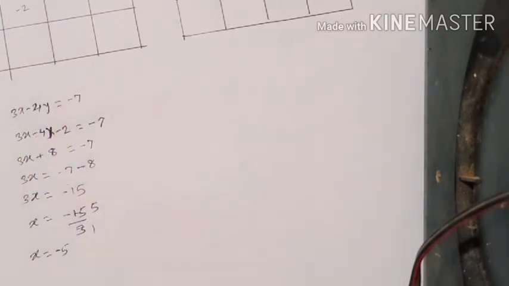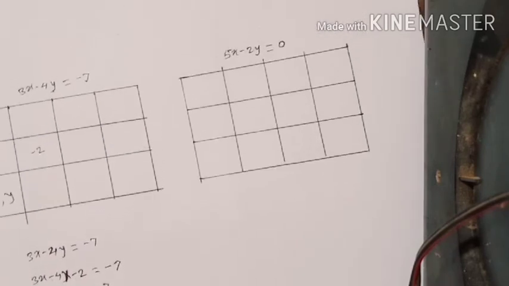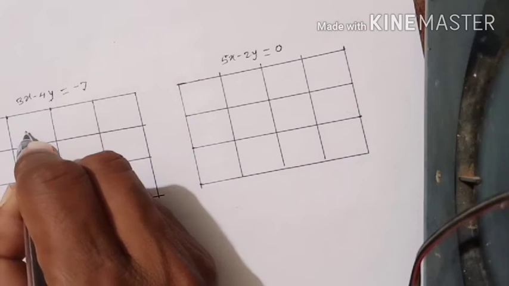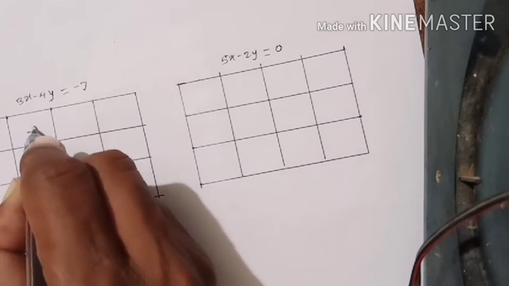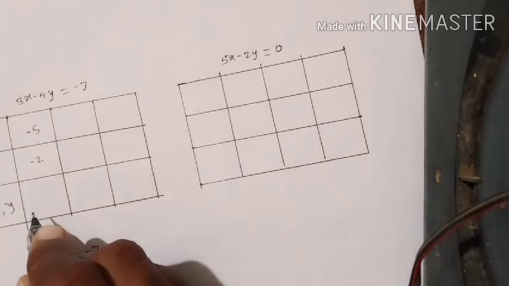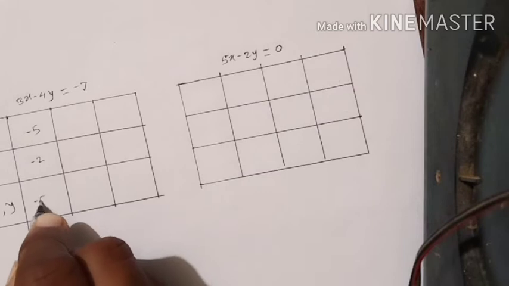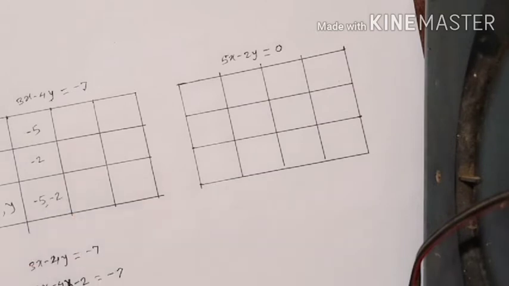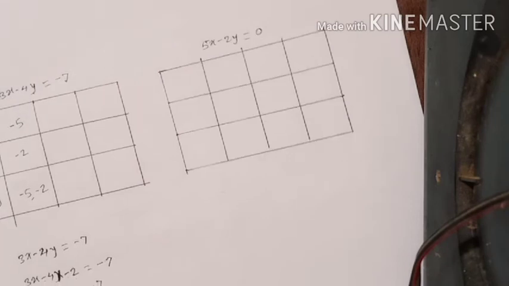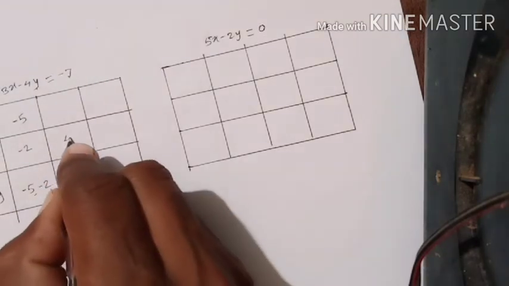And when we put the value of y as -2, we will get the value of x as -5, and we will put this value of x in the box here, -5. And the coordinates will be -5 comma -2. Now we will put the value of y as 4 here.